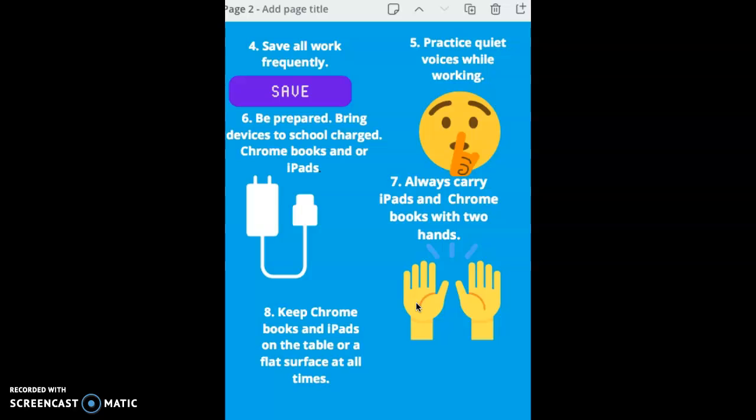My seventh rule is always carry iPads and Chromebooks with two hands. This is important just to make sure that we don't drop the Chromebooks or iPads. And then the last rule is keep Chromebooks and iPads on the table or a flat surface at all times.